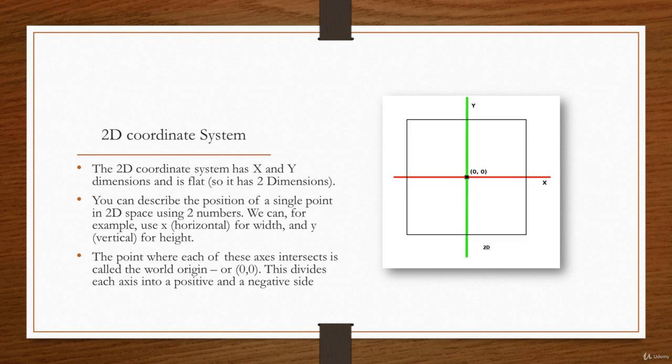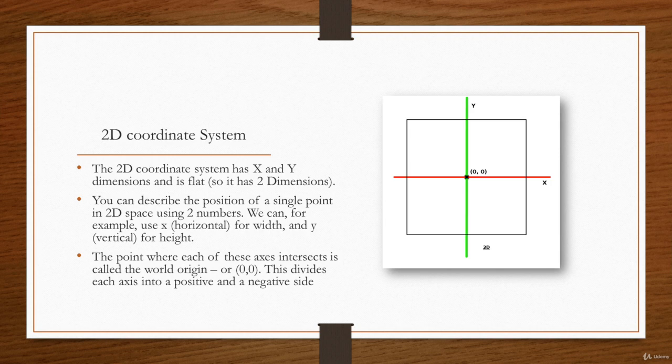And so the 2D coordinate system has an x and y dimension and is flat. You can describe the position of a single point in 2D space using two numbers. So you can, for example, use x horizontal, you can see that red line, representing x for width, and y vertical for height. The point where each of these axes intersect is called the world origin, and that will be at 0, 0. So if you have a point at 0, 0, that point is at the origin of the world, and that world origin divides each axis into a positive and negative side.